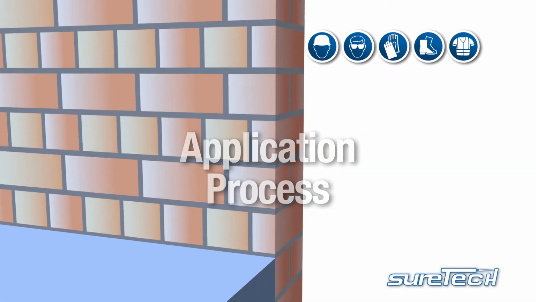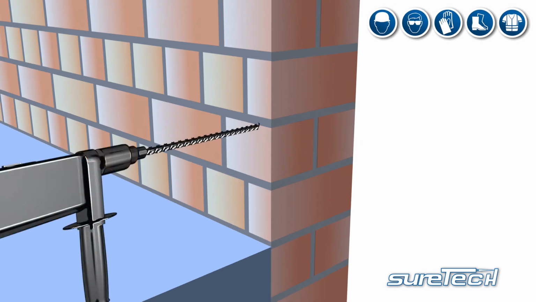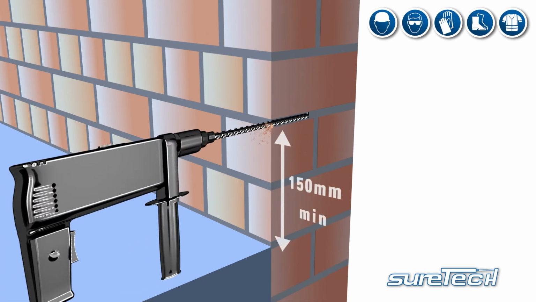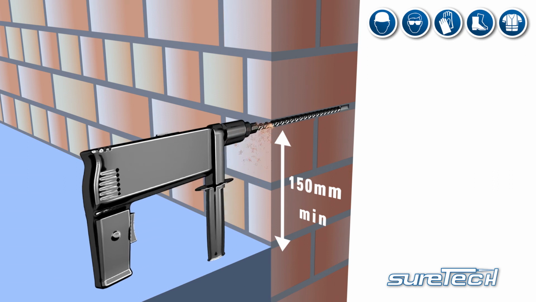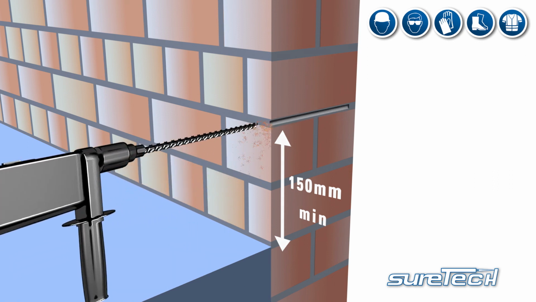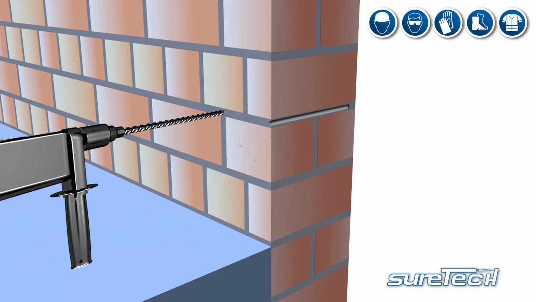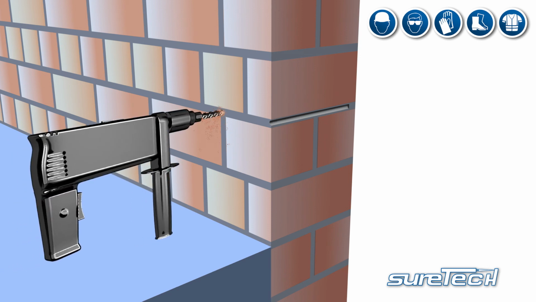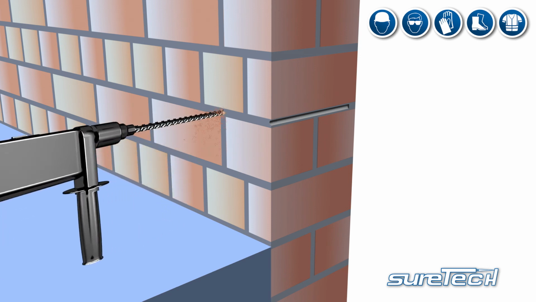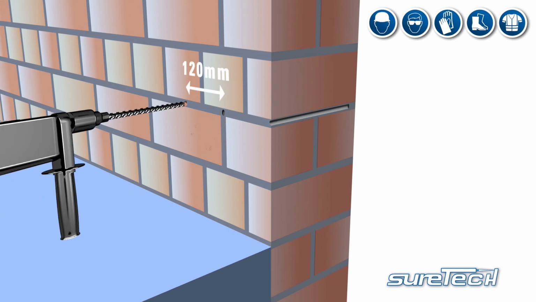12mm diameter holes are drilled at regular intervals into mortar beds, at least 150mm above the external ground level. The depth and positioning of these holes will be determined by the type of wall structure, though in general, they should be no more than 120mm apart.